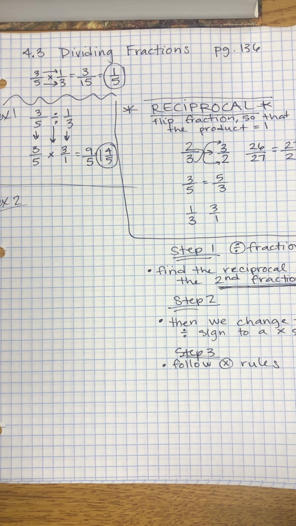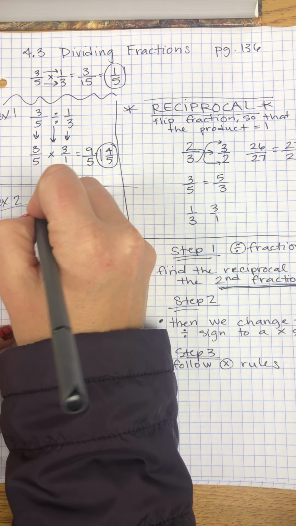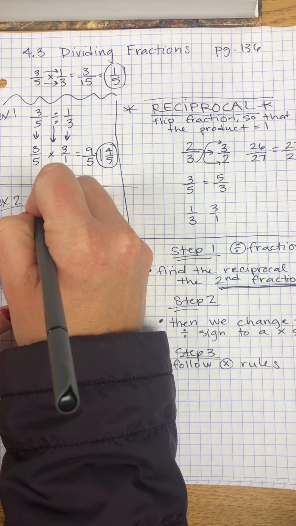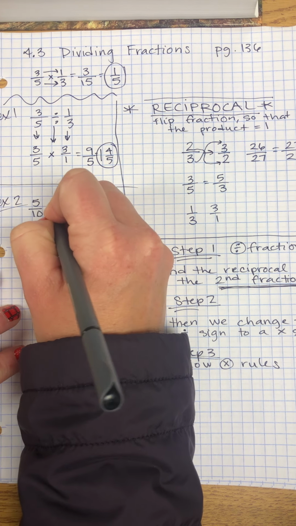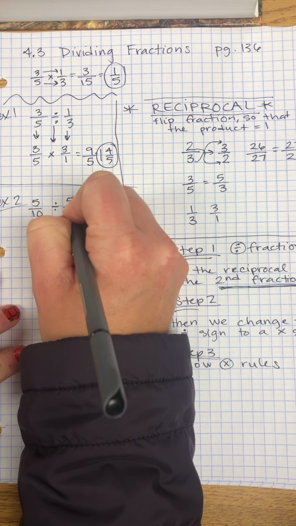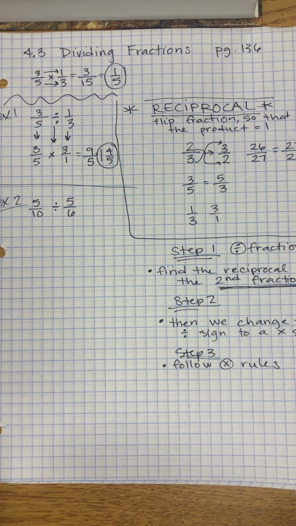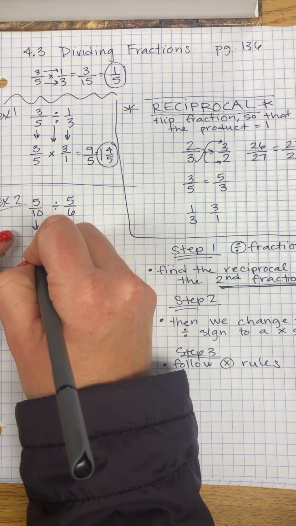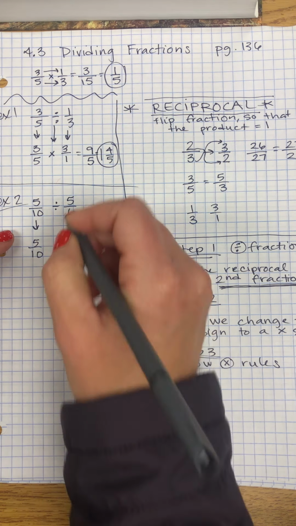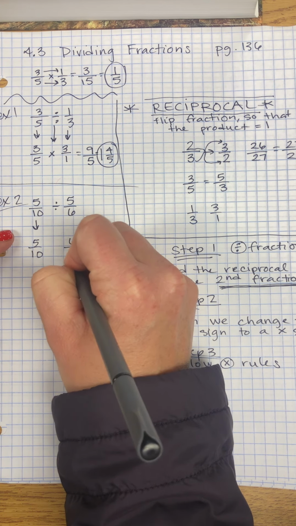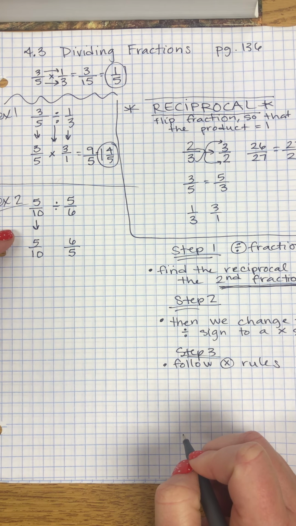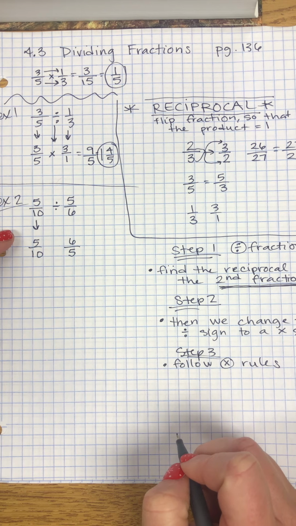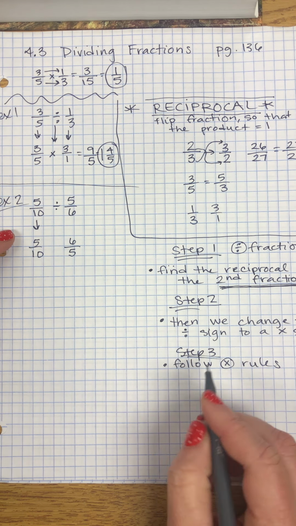Example 2. This time, let's say we have 5/10 divided by 5/6. Step 1. Find the reciprocal of the second fraction. So the first one stays the same, 5/10. The second one turns into 6/5 because I flip the numbers. The numerator becomes the denominator, and the denominator becomes the numerator.